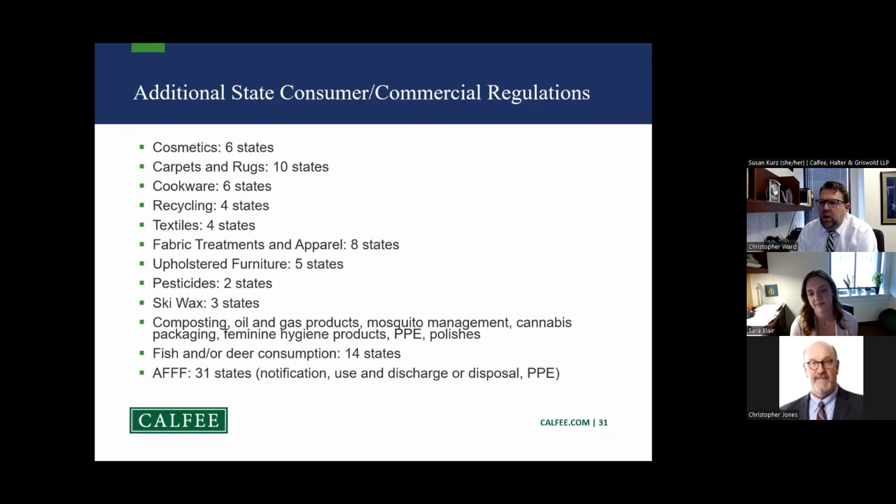Looking at the slide here, some of those would include cosmetics in 6 states, carpets and rugs is gaining steam, with 10 states regulating PFAS in those products, cookware, recycling, textiles, fabric treatments and apparel, upholstered furniture, pesticides, and ski wax, composting, oil and gas products, mosquito management, cannabis packaging, feminine hygiene products, PPE, and polishes. Note also that there are regulations with regard to fish and deer consumption in about 14 states, which is becoming very common.